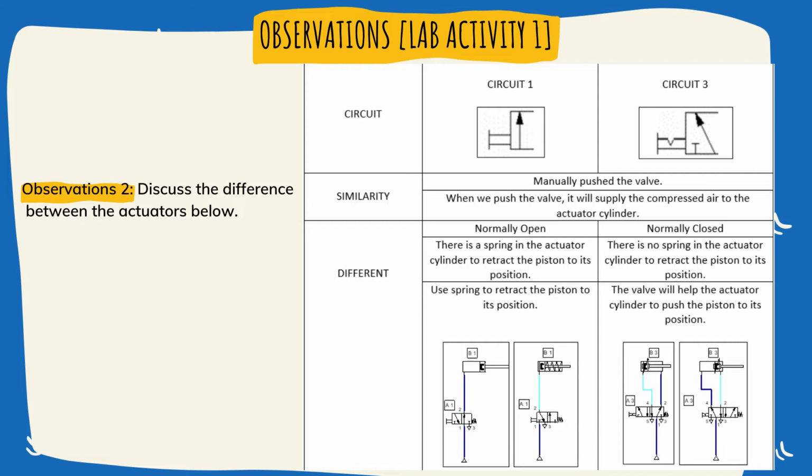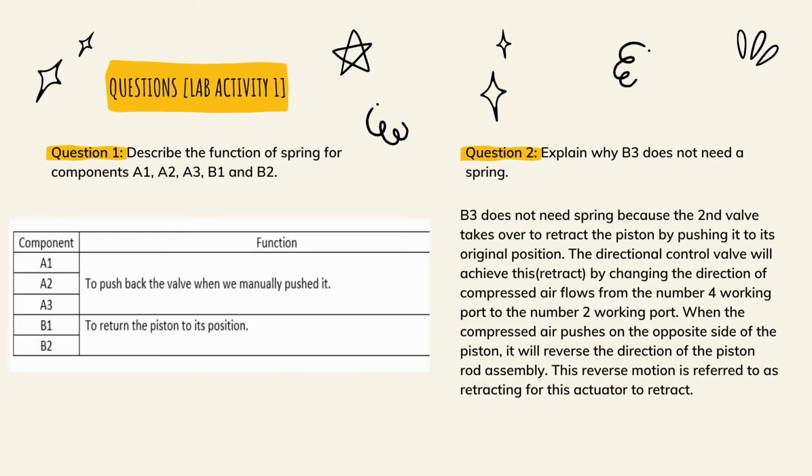As you can see, the first picture for circuit number 1 is the condition of the valve and piston when we run the simulation, and the right one is the condition of the valve and piston when we manually push the push button. Same goes for circuit number 3. The first picture for circuit number 3 is the condition when we run the simulation. The right one is the condition when we manually push the push button. Okay, next we move to the question part.